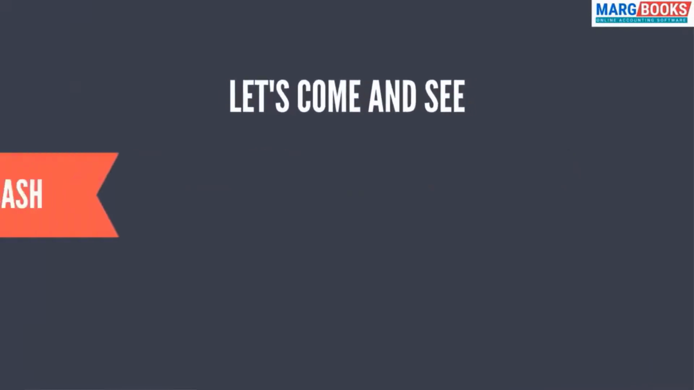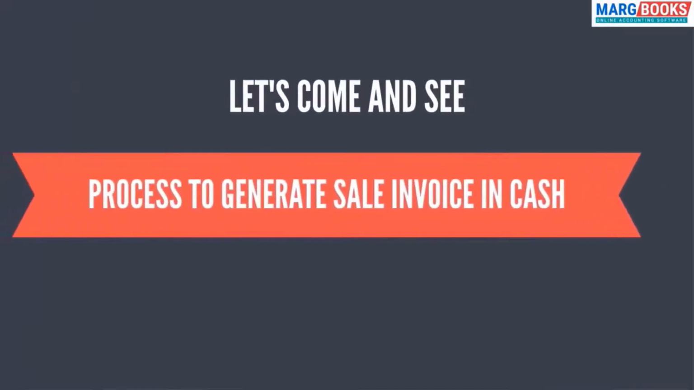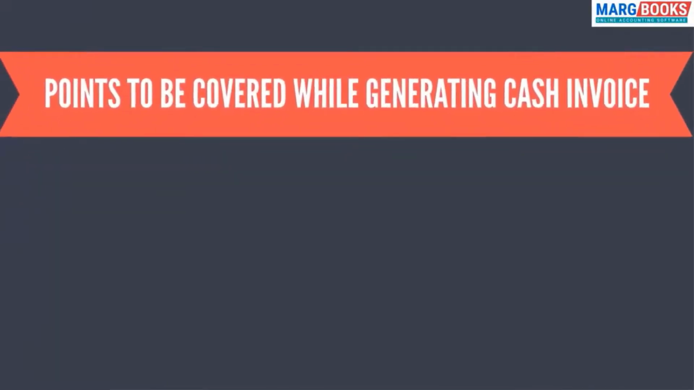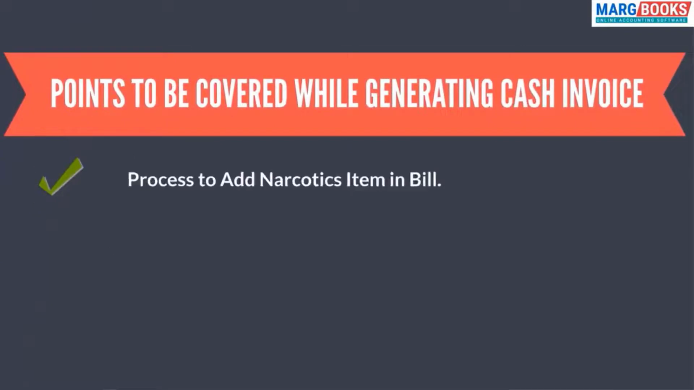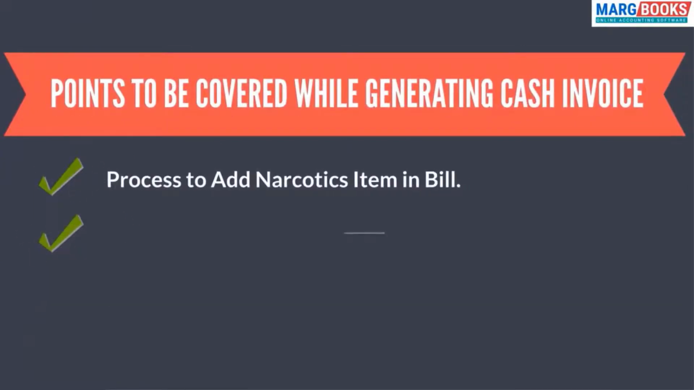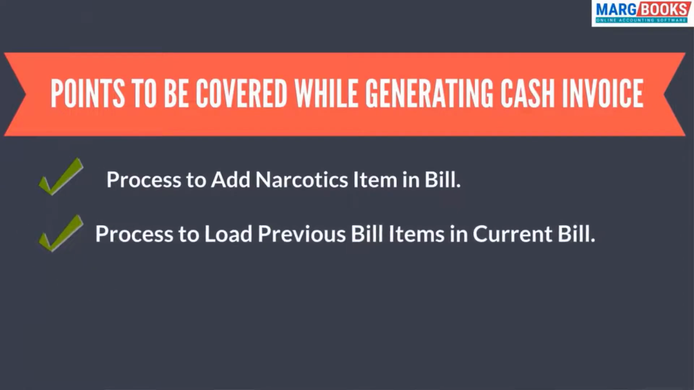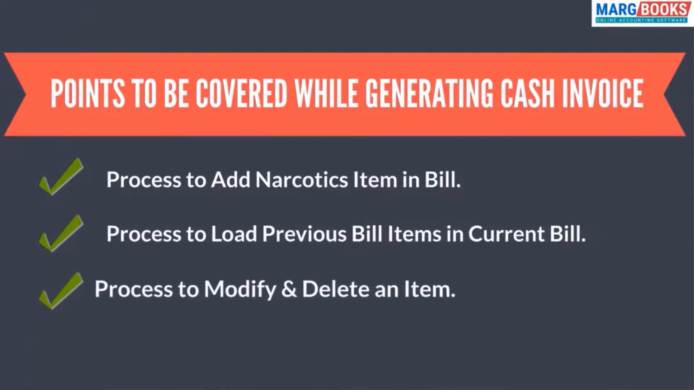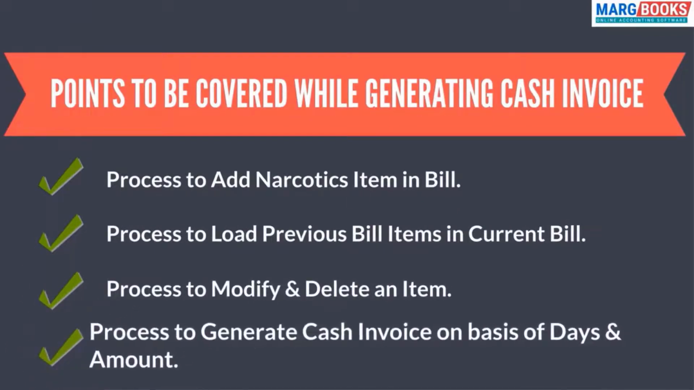Let us first see how you can generate a sale invoice in cash. While generating the cash invoice, we will discuss further if an item is narcotic, how can you add it to the bill? If you want to load the items of the previous bill in the current bill, how can we do it? How to modify and delete an item? How to make a sale bill in cash on the basis of days and amount, etc.